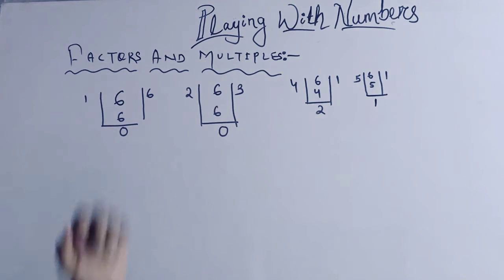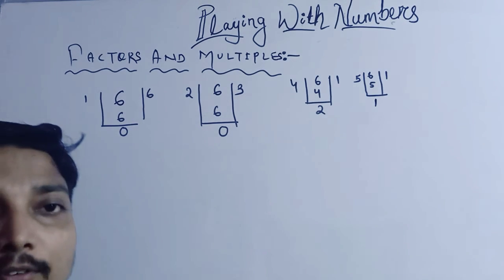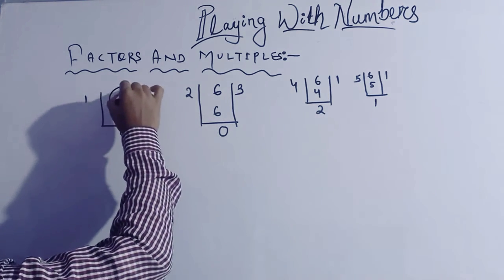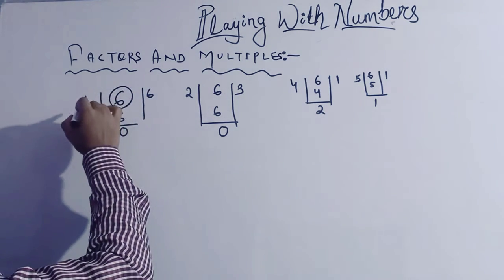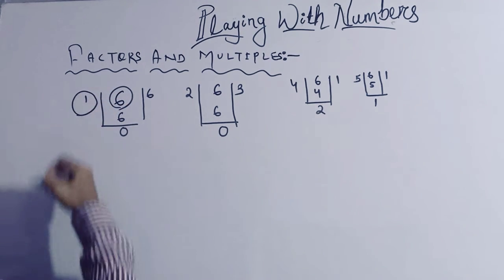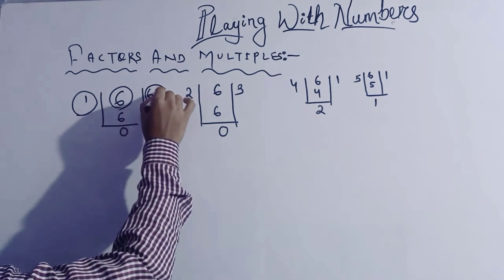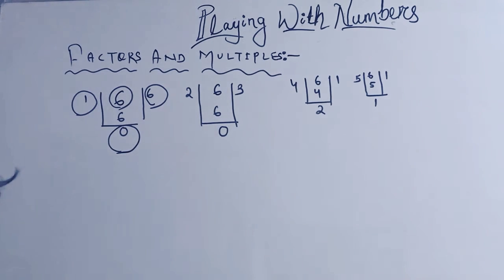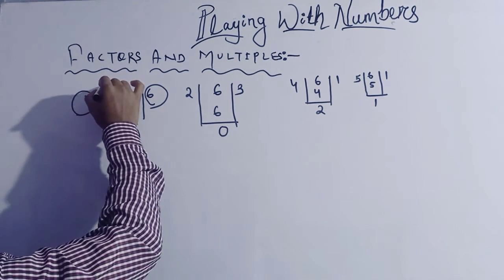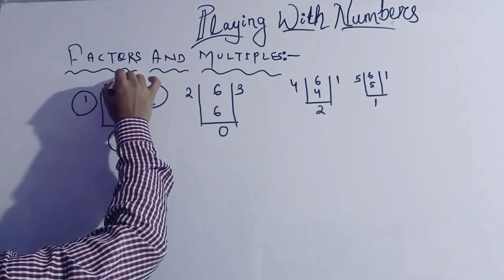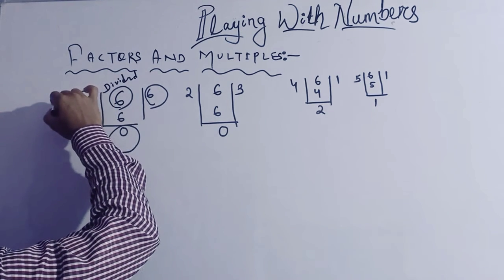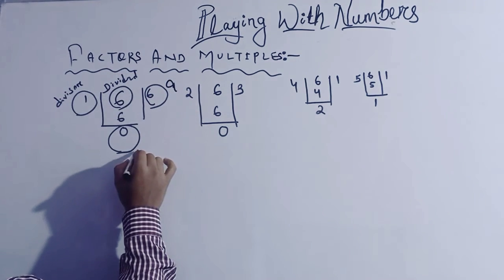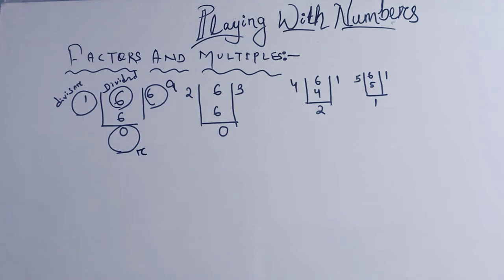From these 5 examples of division, see, this middle one is called our dividend. Dividend everyone knows. This one is called our divisor. This one is called our quotient, and this one is called our remainder. Understood or not understood? So this one is our dividend, this one is called our divisor, this one is Q for quotient and R for remainder. I have written it in shortcut.